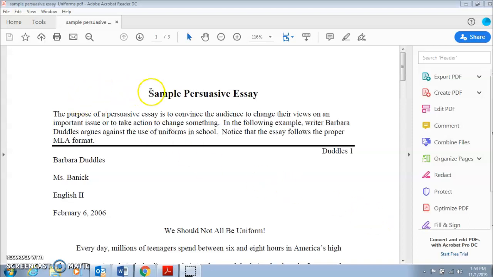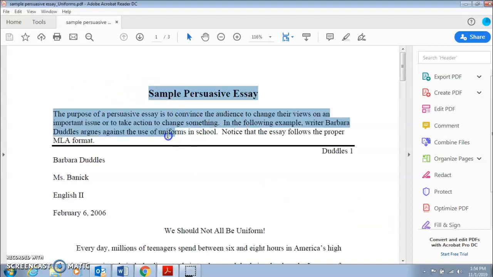Now please just ignore all of this right here. This is just letting us know this is a sample persuasive essay. If this essay was presented to me to be graded, these are the things that I would be looking for.